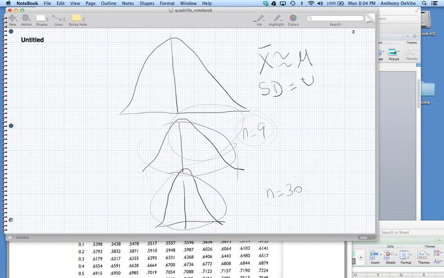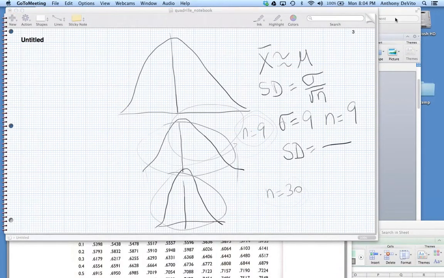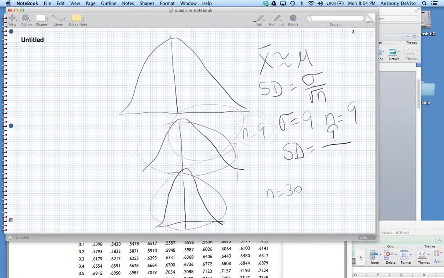In fact, mathematically, it's equal to the standard deviation of the population divided by the square root of the sample size. In the population that we were looking at, the standard deviation was equal to 9, and the sample size was equal to 9. So what would we expect the standard deviation of repeated samples of size 9 from that population to be equal to? It's going to be equal to the standard deviation of the population, 9, divided by the square root of 9, which is 3. So 9 over 3 is going to be equal to 3.